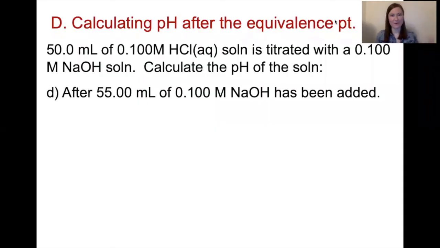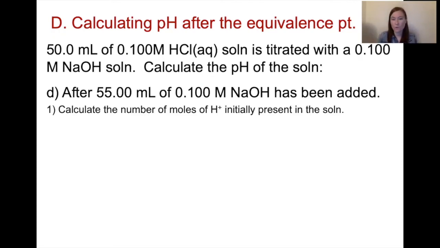Cool, okay, so for part D, let's calculate the pH of the solution after we've passed the equivalence point. So we've added 55 milliliters. We've added more base now than we started with acid. Again, you're going to want to know the moles of H plus and OH minus that were added, and then figure out how much is left over in your beaker after they've reacted.